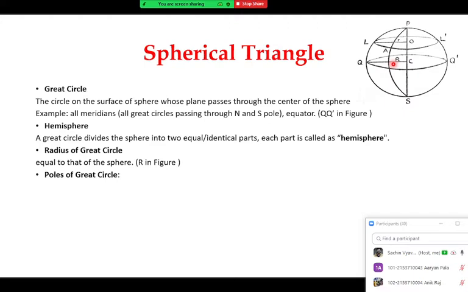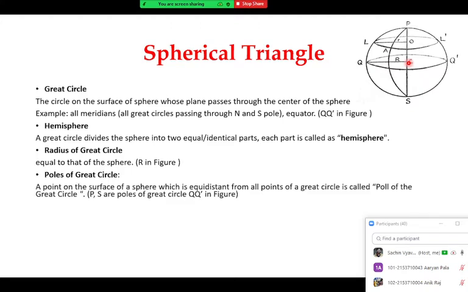But I will tell you the particular property of this P with respect to QQ dash. This point P is equidistant from all the points on this great circle QQ dash. Take any point on QQ dash and measure the length between P and that point on the great circle, and you will get exactly the same distance. So the poles are nothing but the points which are equidistant from the great circle. So that is the definition. Again, I am telling you, no need to memorize the exact definitions. If you have an understanding of what a pole is and what a great circle is, that is enough.